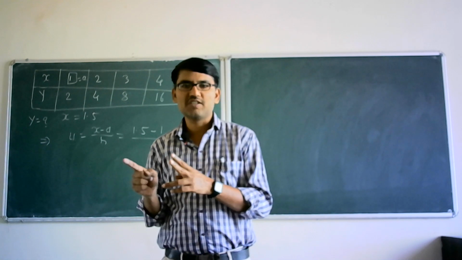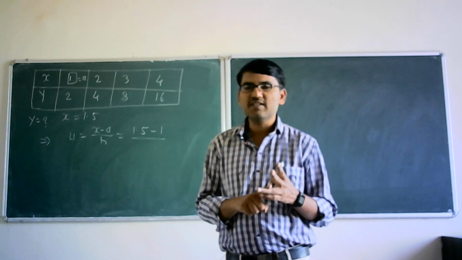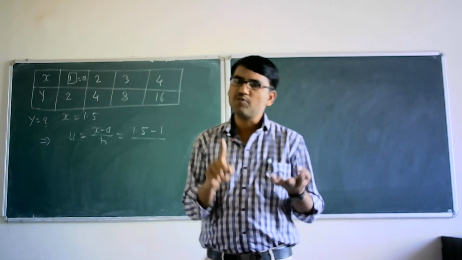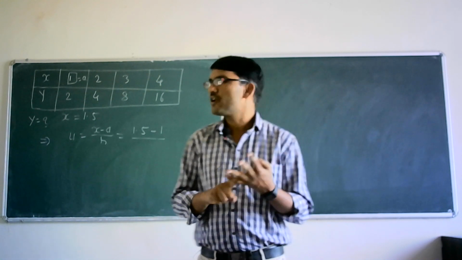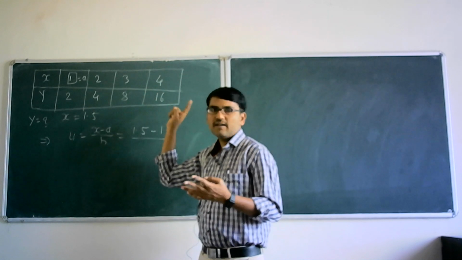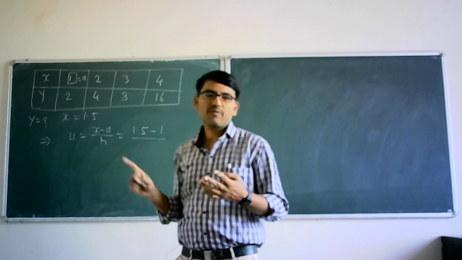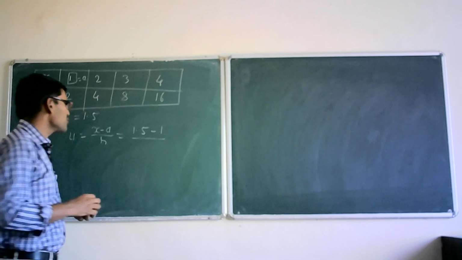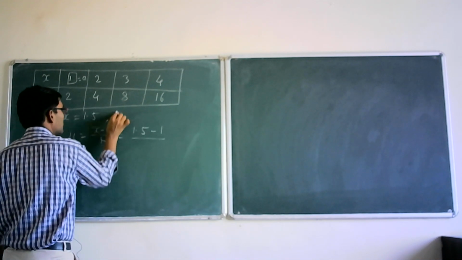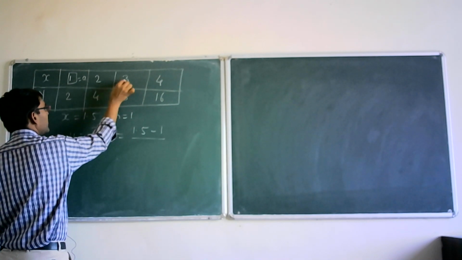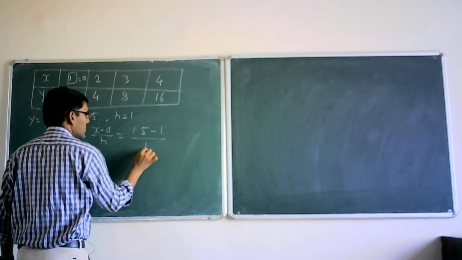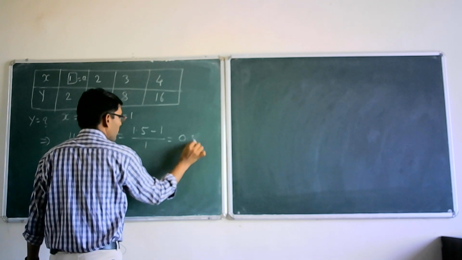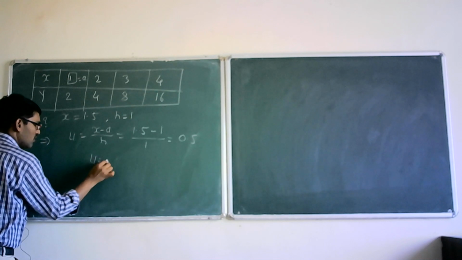are equally spaced. If they are unequally spaced, then you can apply Lagrange's interpolation formula and the general interpolation formula. Now if you observe, they are equally spaced. Values of x are equally spaced, so we can proceed by using the forward interpolation formula. What is h here? H is equal to 1, the difference between any two successive values of x. So u is equal to 0.5.